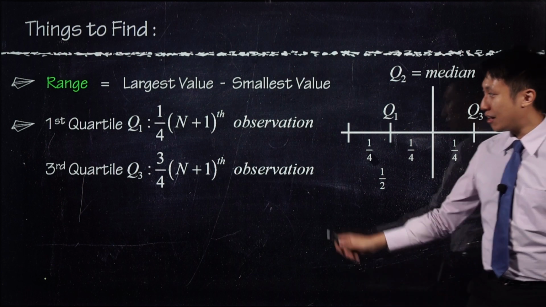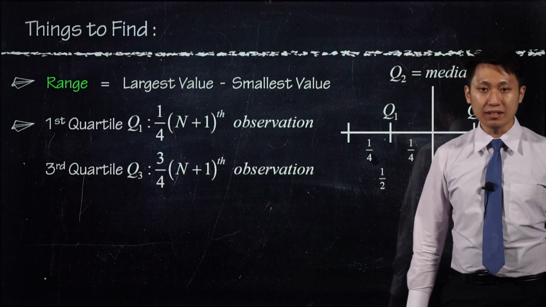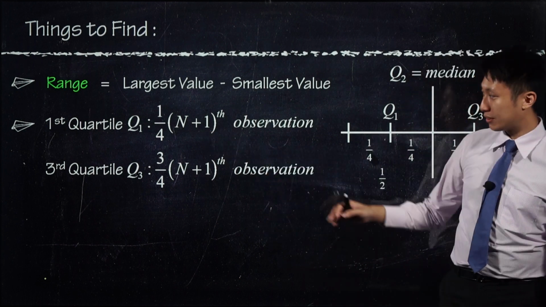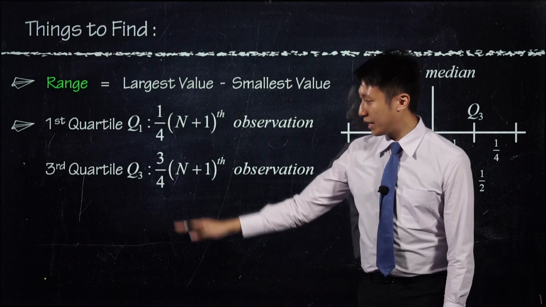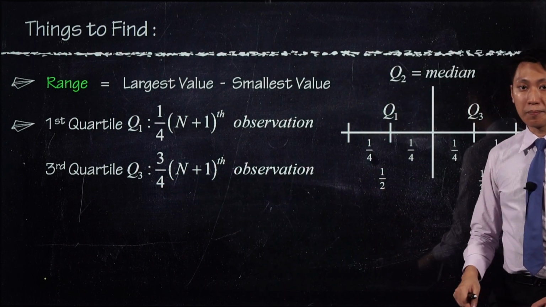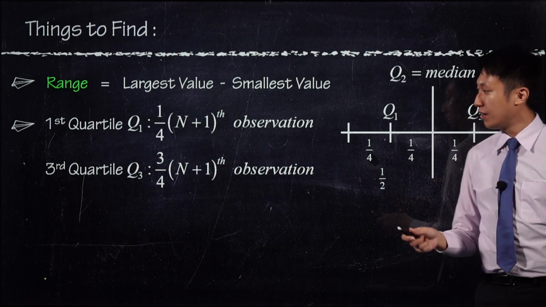Now remember last time how you find the median: n plus 1 divided by 2. So now for Q1 it's n plus 1 divided by 4. And for the third quartile, Q3, it's 3 over 4 times n plus 1. This is for ungrouped data without frequency table. Okay, next.